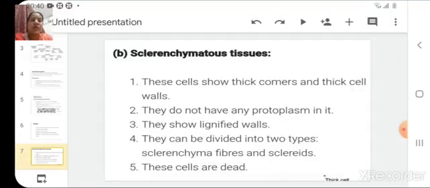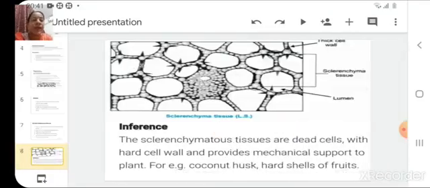In this the observation will be these cells show thick corners and thick cell walls. They do not have any protoplasm in them. They show lignified walls. They can be divided into two types, sclerenchyma fibers and sclereids. These cells are dead cells. That is the most important point here. And here you can see LS. LS means longitudinal section, TS is transverse section and LS is longitudinal section. So here you will have to draw this diagram. Here you can see thick cell walls of sclerenchyma tissue, and the lumen is also present in them.